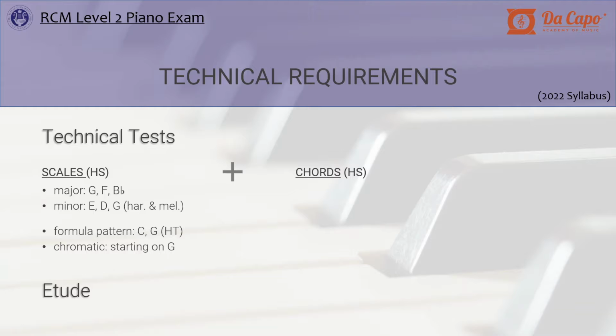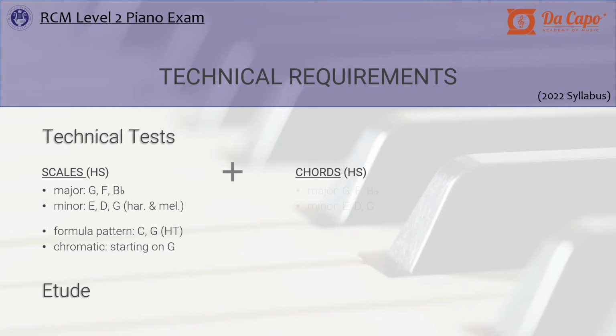Formula pattern, this time we have the C and G major formula pattern. Hands together, of course. This is the only one we have to play hands together here. HS, by the way, means hands separate. And finally, for the chromatic scale for this level, it's the one starting on G.